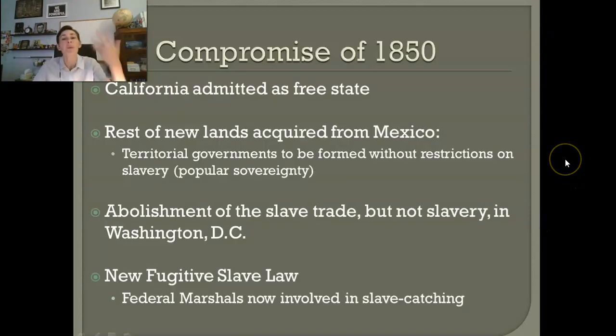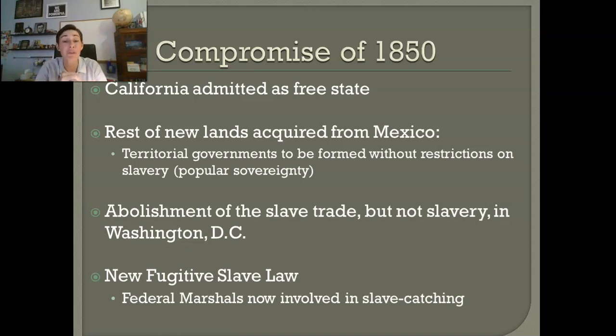So California was admitted as a free state, according to this compromise. For the rest of the new lands, territorial governments were to be formed without restrictions. So basically, the new territory from Mexico was going to be all popular sovereignty. You have abolishment of the slave trade, but not slavery, just in D.C. So that doesn't have much power.